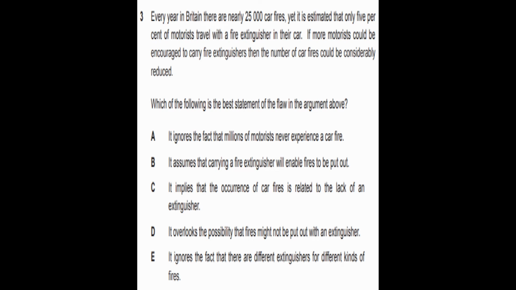So you need to be careful on these find the flaw arguments because you might read E and think, well, that's true. Different types of fires do need different types of extinguishers, so maybe carrying a fire extinguisher wouldn't reduce the number of fires if they're carrying the wrong type. But then we see C, which states this overarching flaw that the presence of any type of fire extinguisher will have no effect on the initial outbreak of the fire. So we know that C, more than any of the other answers, is the best statement of the flaw in the argument above.